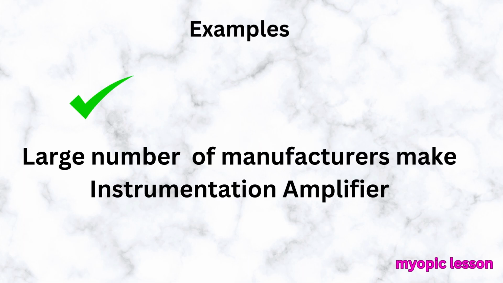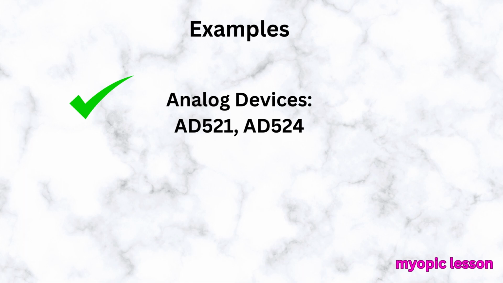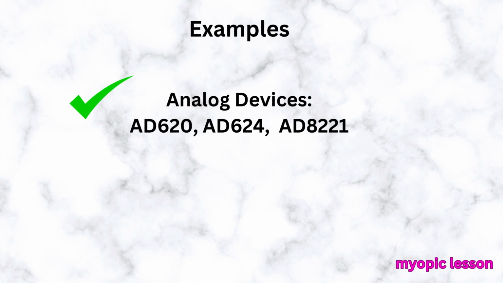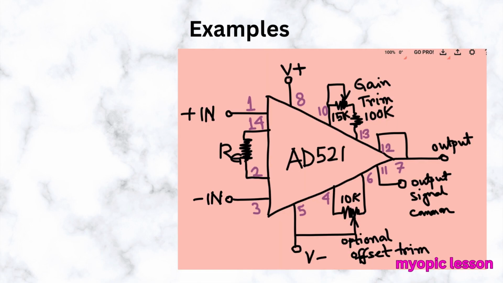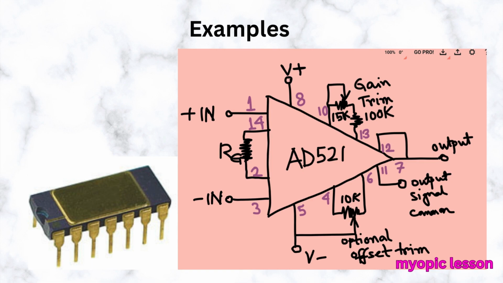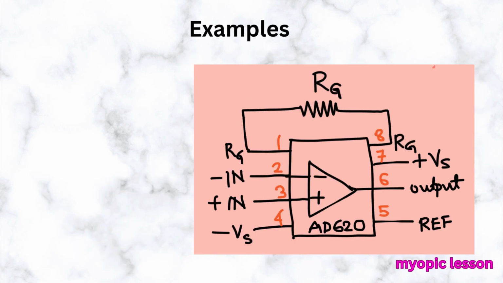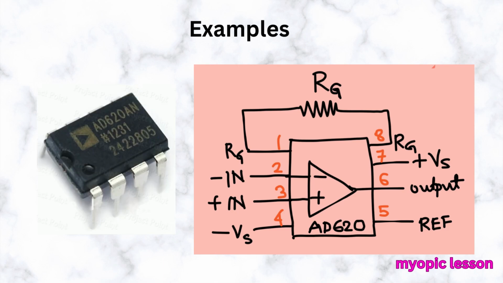There are several manufacturers who construct instrumentation amplifier ICs. Analog Devices produce AD521, AD524, AD620, AD624. A sample connection diagram of AD521 is shown in the figure. It is evident that the external resistor is used for gain selection. AD620 is relatively simple in connection, but the purpose of the external resistor RG is the same.